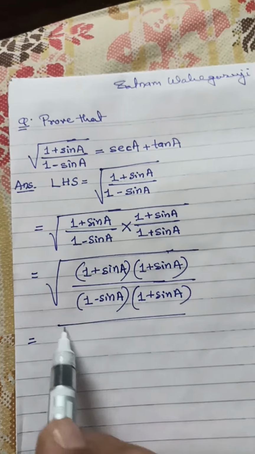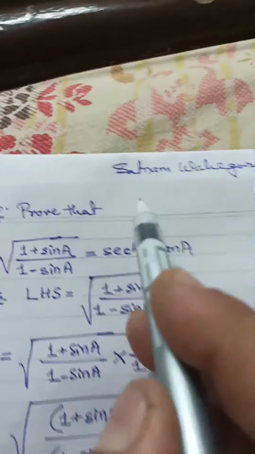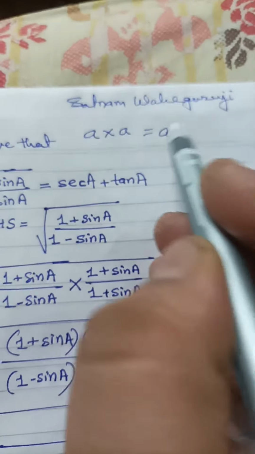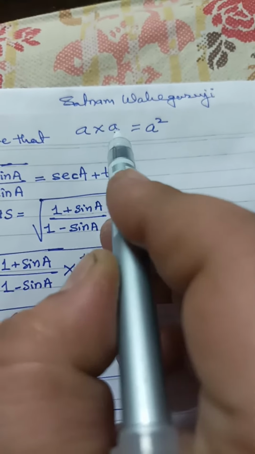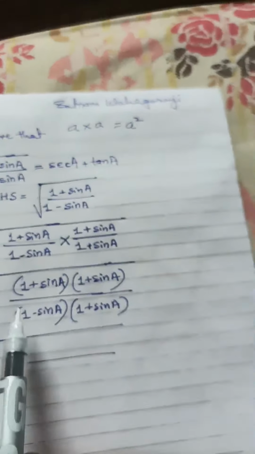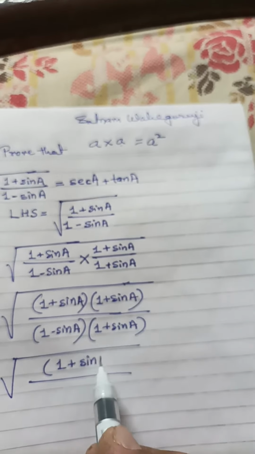Therefore the next step would be, suppose you have a into a, then what will you write? You will write a square. If two same terms are multiplied, it becomes the square of that number. So 1 plus sin a into 1 plus sin a, we can say that it is 1 plus sin a raised to square.